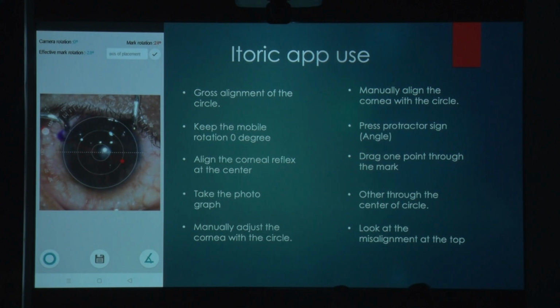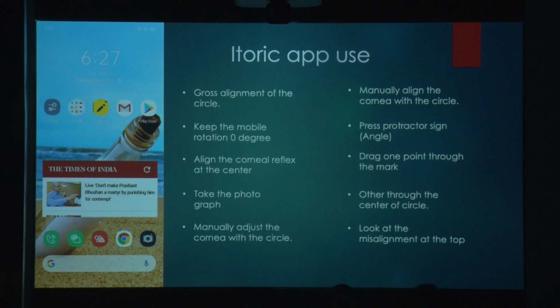Now we get the misalignment at the top. So another tip here would be to pass the red line through the ink mark at the limbus, because the ink mark could be tilted. So if we are doing it post limbus, then we are not getting the correct marks. So just take out the ink mark of the limbus. We need to mark it there.